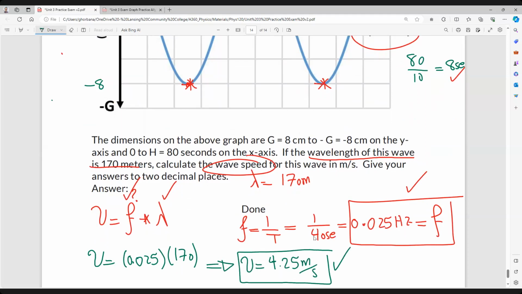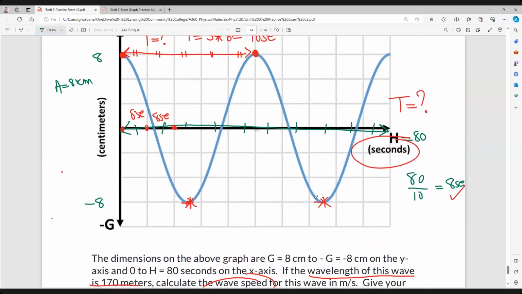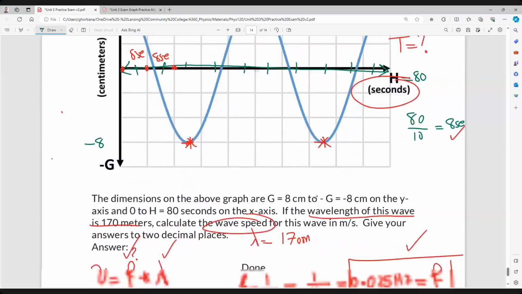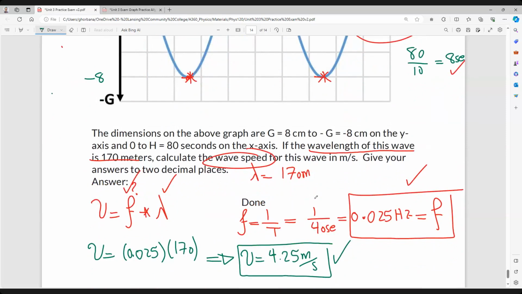Good. So the last one was even more, you needed 2-3 step calculation, because you have the graph. The graph helps you find the period, and from the period you can calculate the frequency, and then when you have the frequency and the wavelength, you can calculate the velocity. Okay.